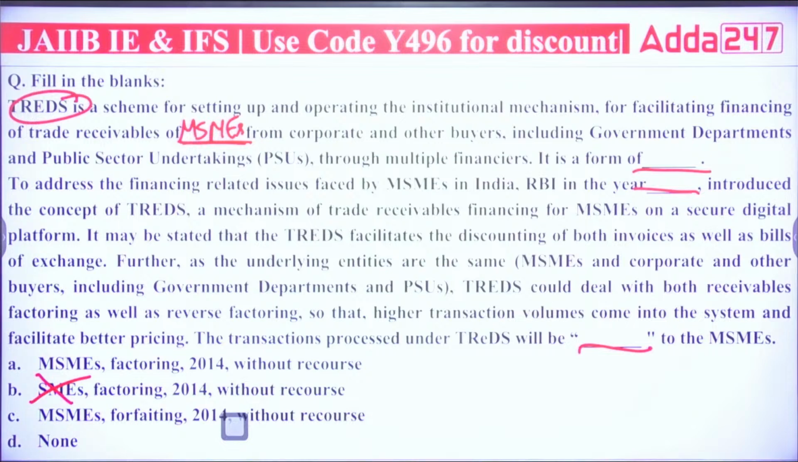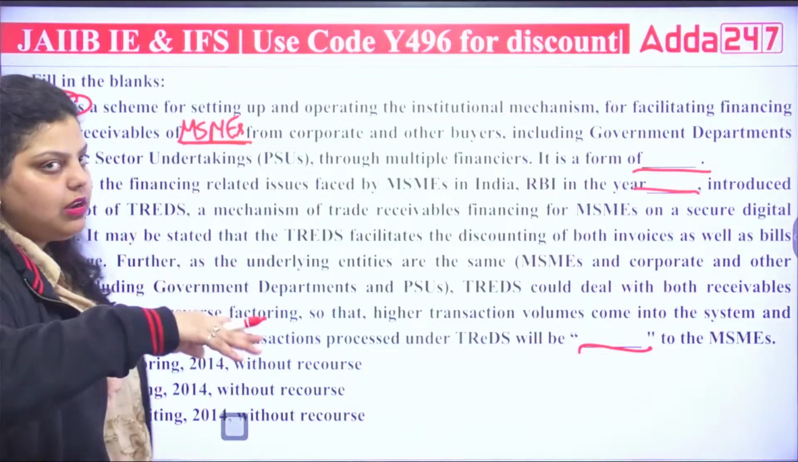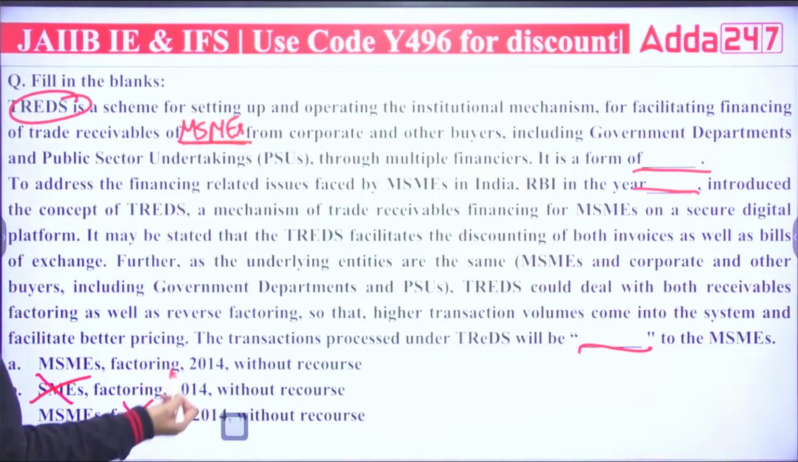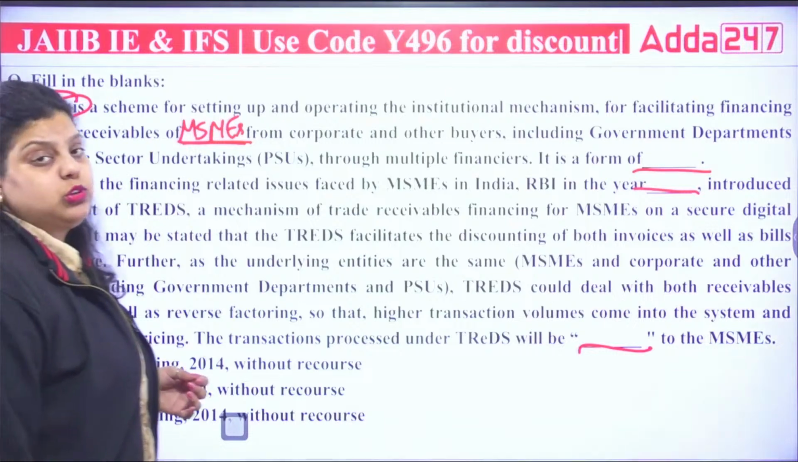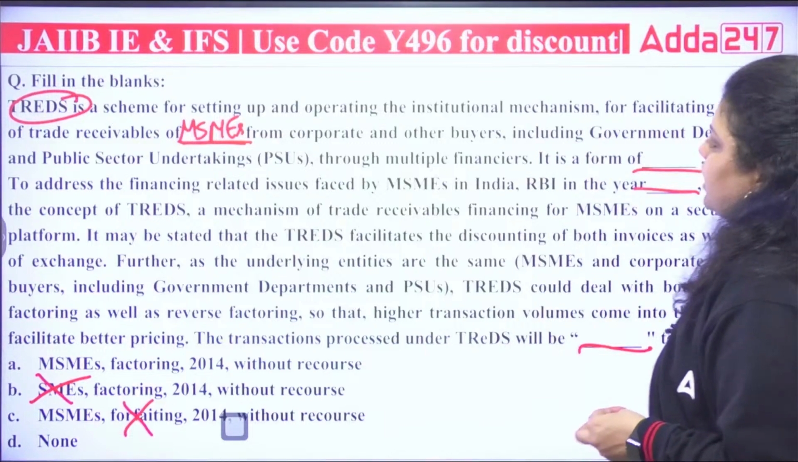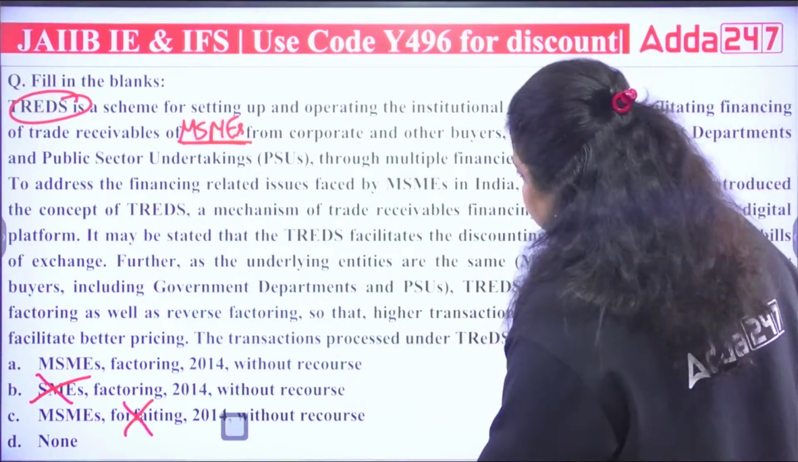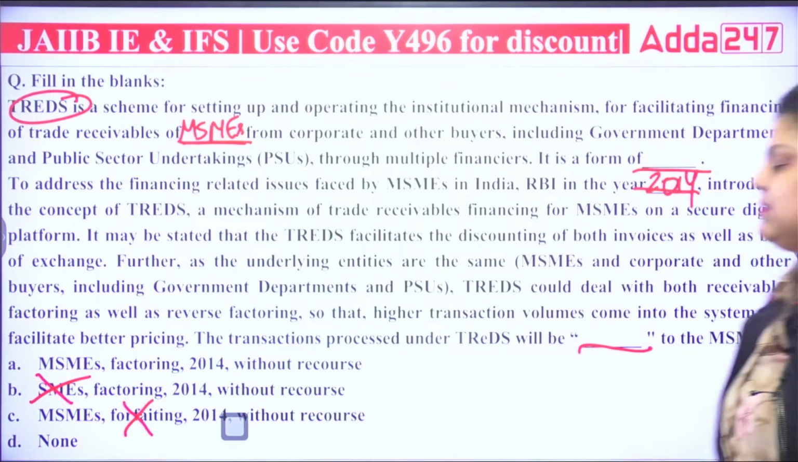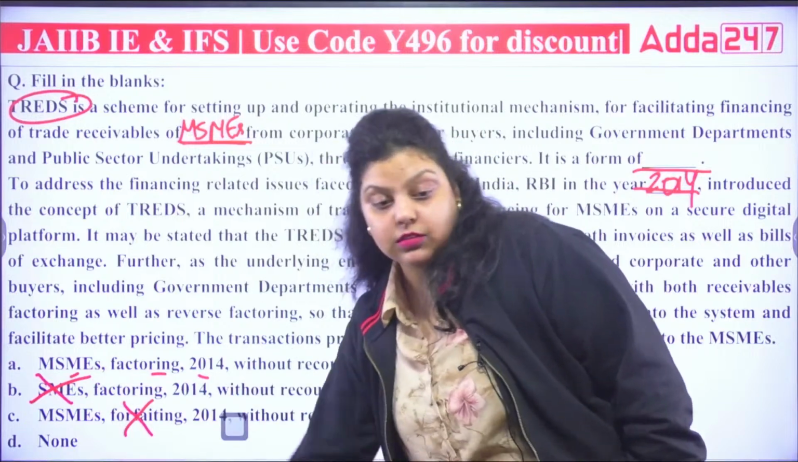Okay, the next is talking about it is a form of dash. So it is a form of what? Factoring or forfeiting. I have just told you it's a form of factoring. So you can eliminate the option C as well. Now you have option A and D, and the D option saying none of the above. It means we have to go through the whole question. Now we are talking about, to address the financing related issue faced by MSME in India, RBI in the year dash introduced the concept of TReDS. When the TReDS was introduced, it was actually introduced in 2014. It means the first, second, third, these 3 blanks are correct here.